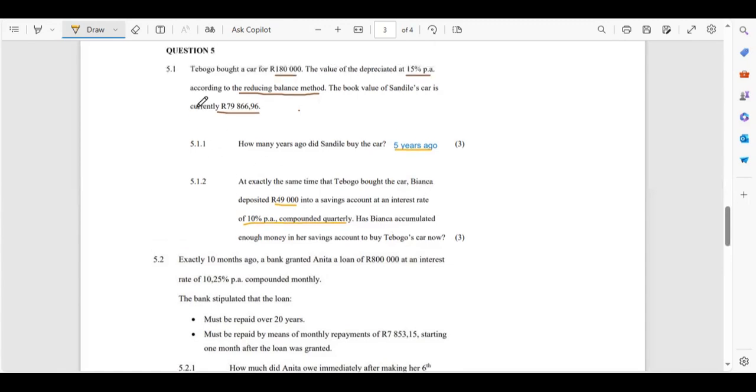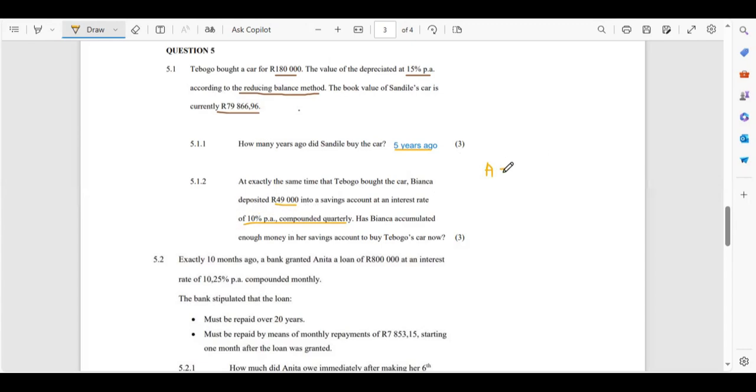Now, this car is valued at 79,866.96, right? Now, we want to see if this person's investment account, which started off with 49,000 and was compounded at 10% quarterly, would have enough money to buy this car. Meaning that would it have 79,866.96 or more? Now let's go about doing that. So we said we're going to make use of our compounding interest formula because we have a fixed amount, and this fixed amount has an interest which is compounded.